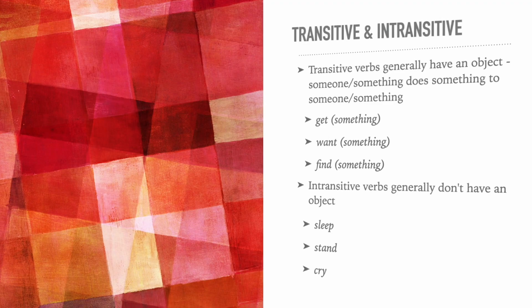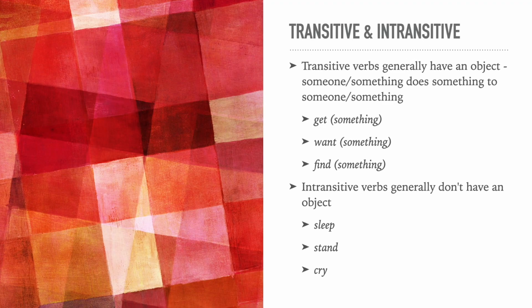in First Nations languages in Australia is transitive and intransitive. We can separate verbs into different categories. So we can call transitive verbs verbs that have an object. They have that recipient. It takes two to tango with a transitive verb. So, for example, get, want, and find.